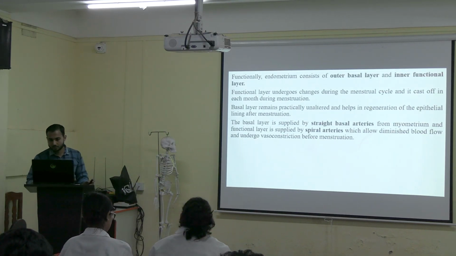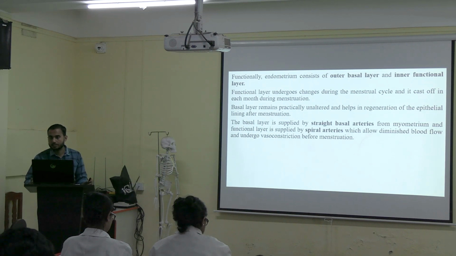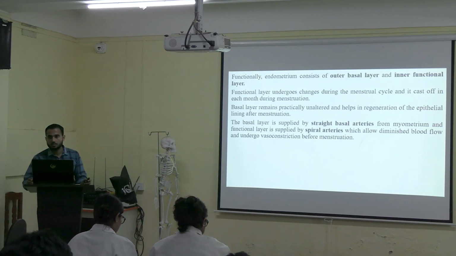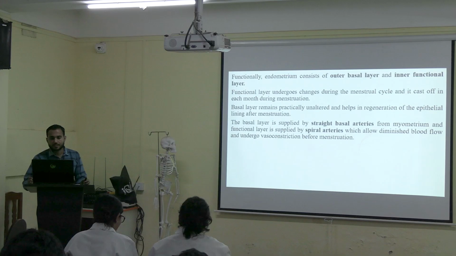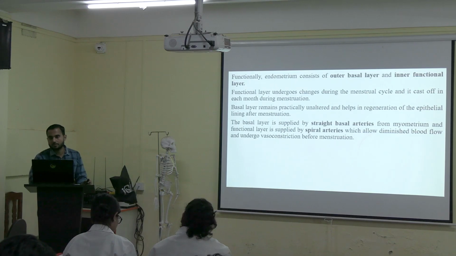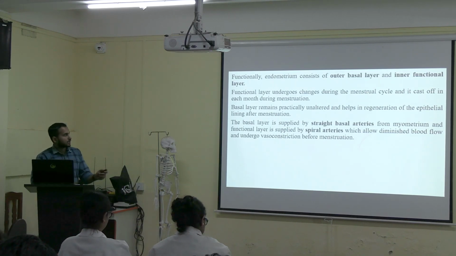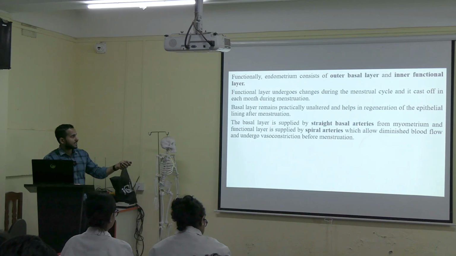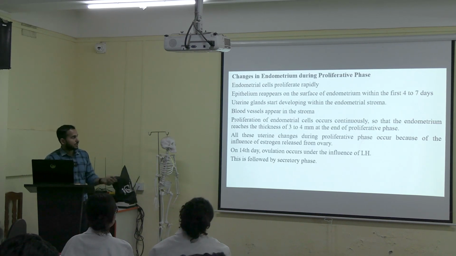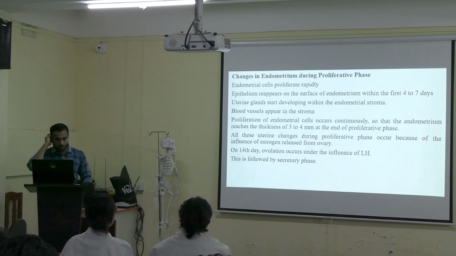Next, two separate zones are there in the endometrium: the outer basal layer and the inner functional layer. The functional layer undergoes changes during the menstrual period, and the basal layer is unaltered, but it helps in regeneration of the epithelial lining after menstruation. Two different types of blood vessels are present in those layers. What are those blood vessels? In the basal layer, straight basal arteries, and in the functional layer we get the spiral arteries. Okay, when we discuss the myometrium, at that time I'll ask.